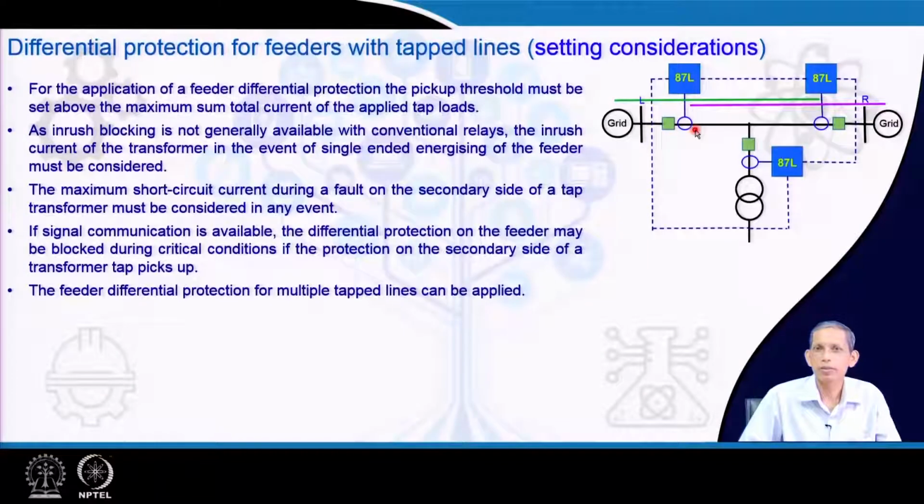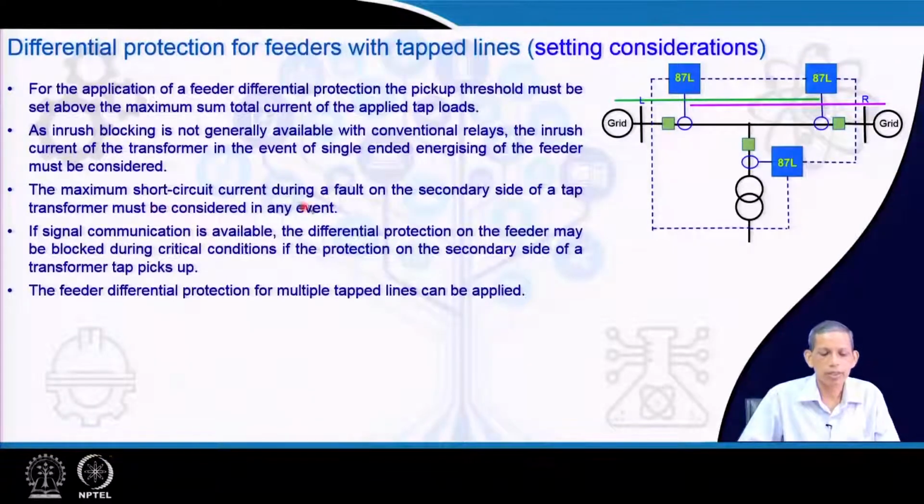And we know that in line differential we do not bother about the inrush, as we have already discussed in the last class, unlike in transformer protection. But here there is a transformer associated, which will result in inrush current seen from this end and also from this end. So, the inrush blocking is not generally available with conventional relays. So, the point is, can you address that in the pickup level of the line differential protection? That is the consideration.